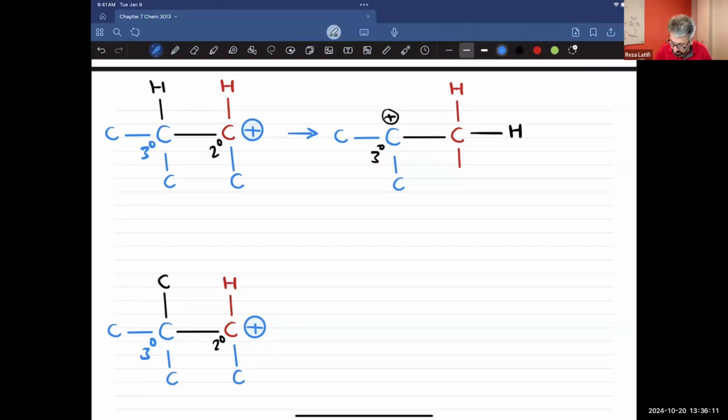Okay, so here we have a carbon. And so I managed to turn a secondary carbocation to a tertiary carbocation. How? By moving one hydride, and this is going to happen.